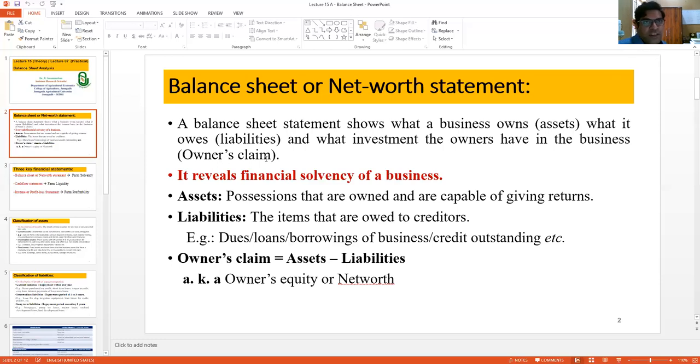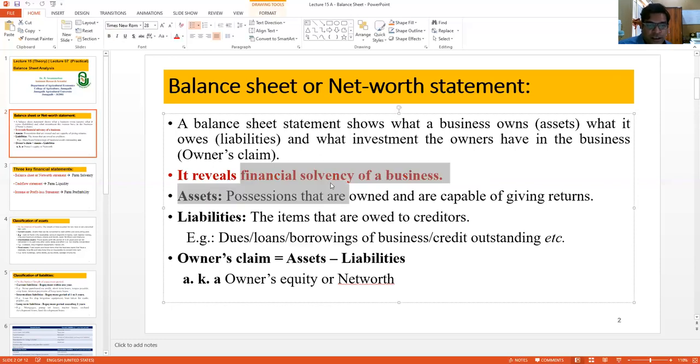So we have assets and we have liabilities. If you show the assets, liabilities and the net worth of a particular farmer in the form of a tabular statement for a particular time period, that is called a balance sheet, because a balance sheet is prepared every year. So it reveals financial solvency. Again, we know what solvency is, right? Solvency is the ability of the farmer, the capacity of the farmer, to repay long-term loans.